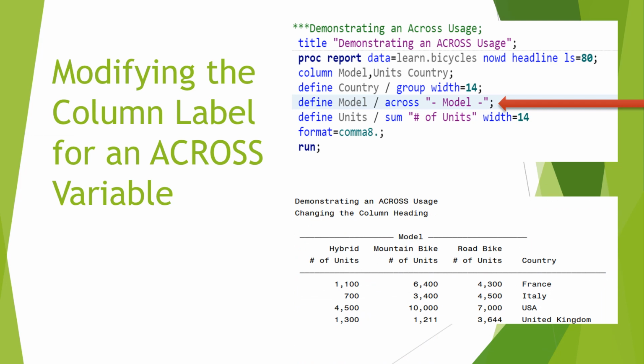Here you can see that for the model variable, we have an extended line over all three different types of model, which are hybrid, mountain, and road bikes.